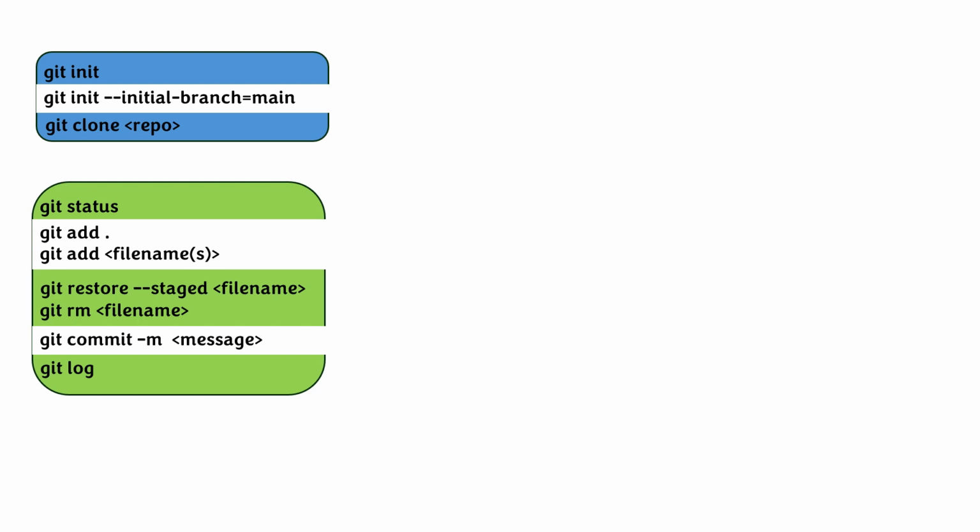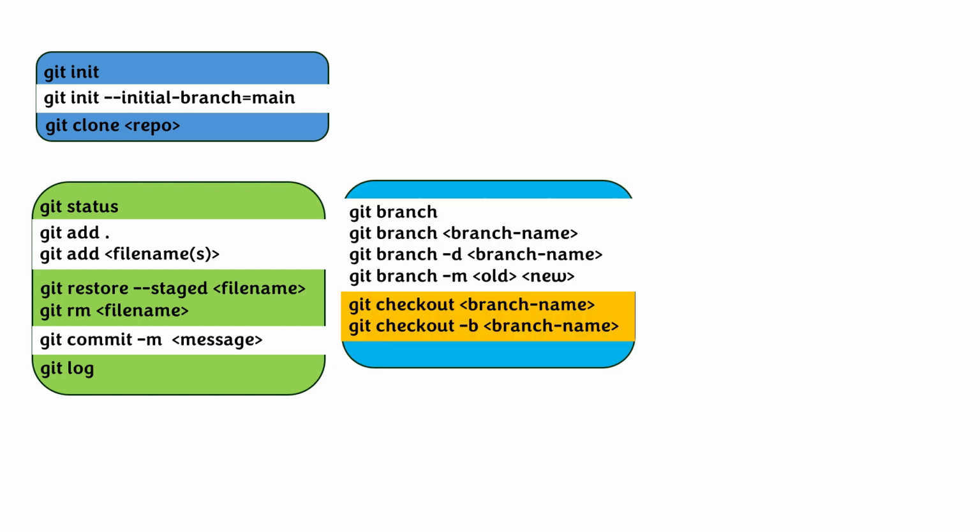Next few commands are about creating, deleting, renaming, and navigating branches in our repository. So the git branch command here is used to list, create, delete, or move, or rename a branch. We can also switch from one branch to another branch using the git checkout command. The -b option creates the branch and also switches to the newly created branch.